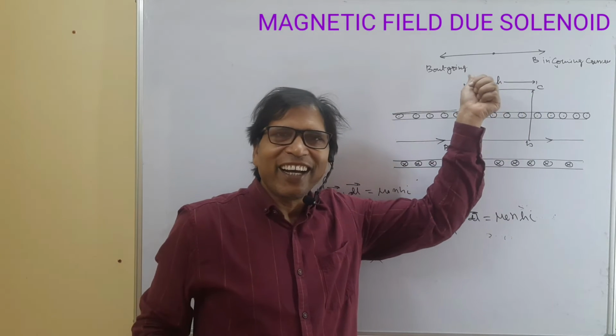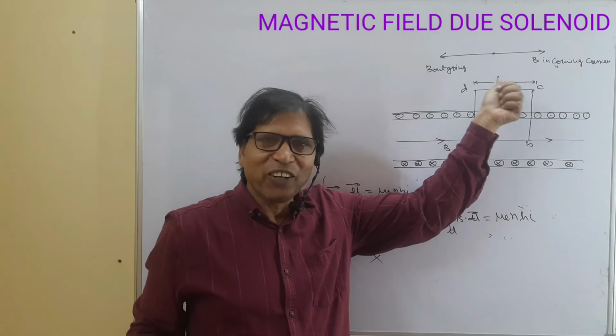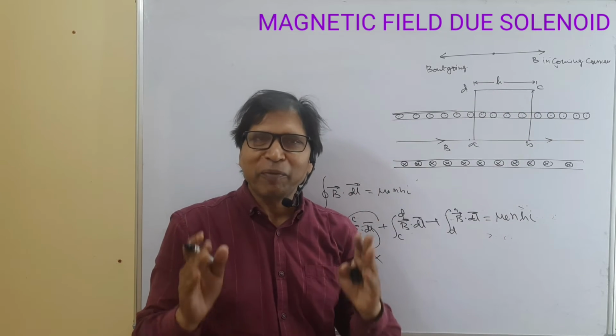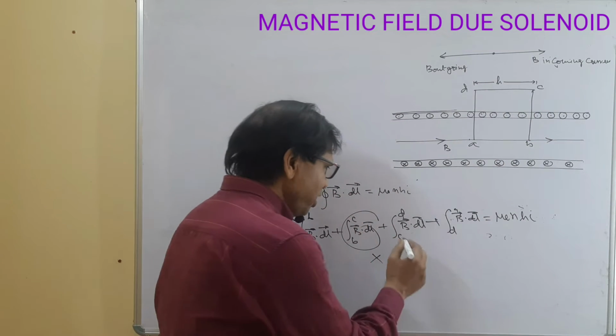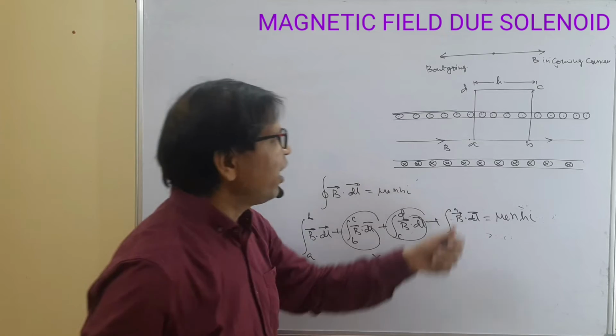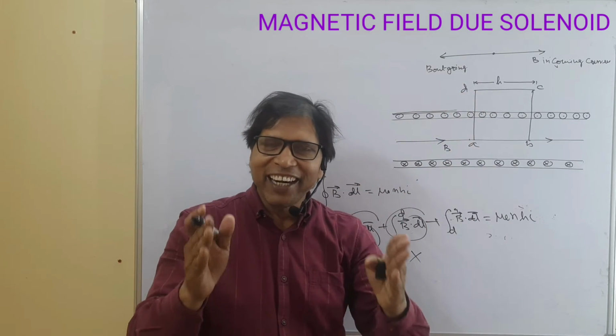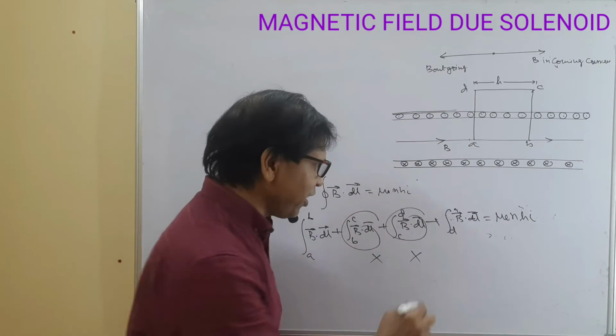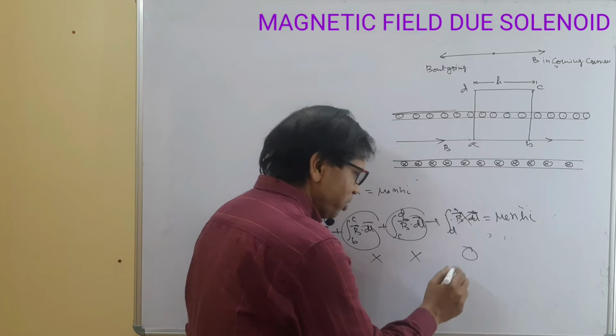Now outside the solenoid, the magnetic field is 0, so this also becomes 0. Now here also the B vector and dl vector are perpendicular to each other, so this also becomes 0.